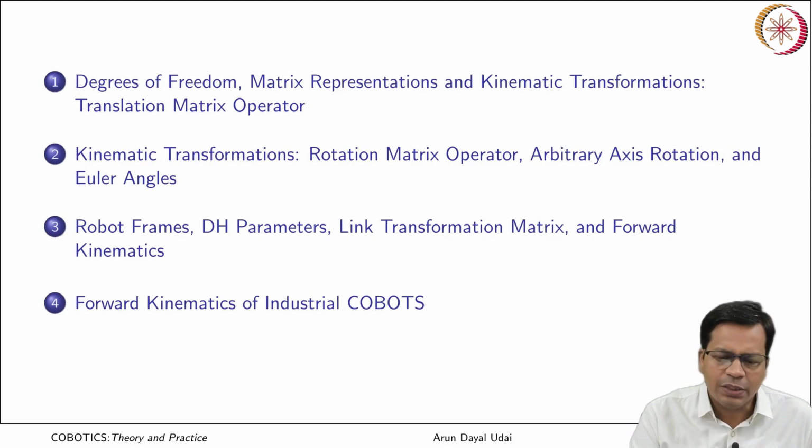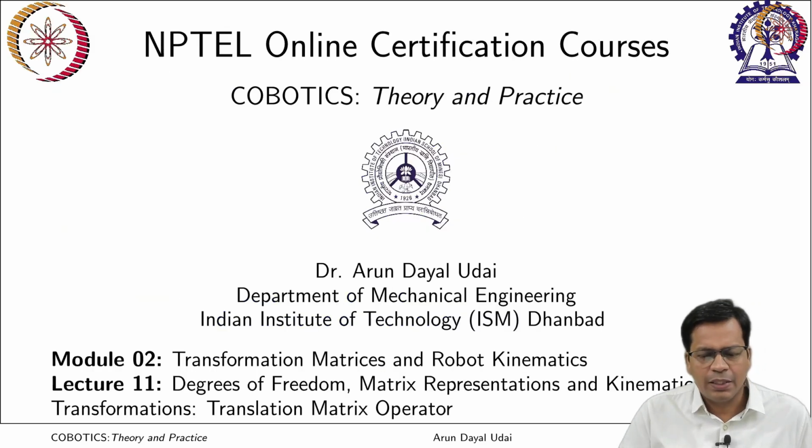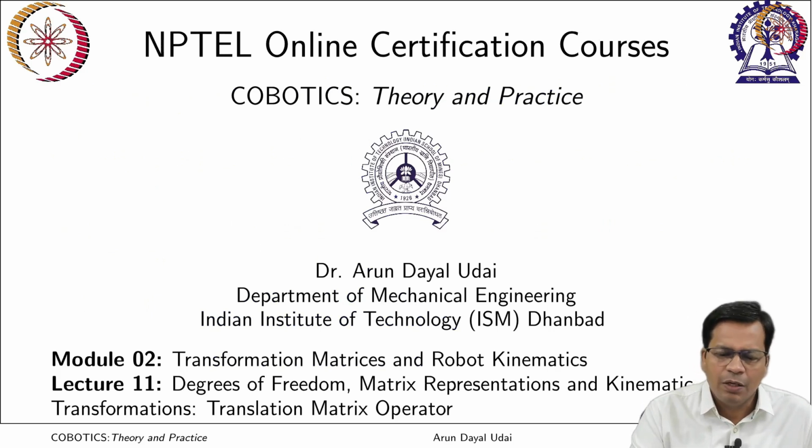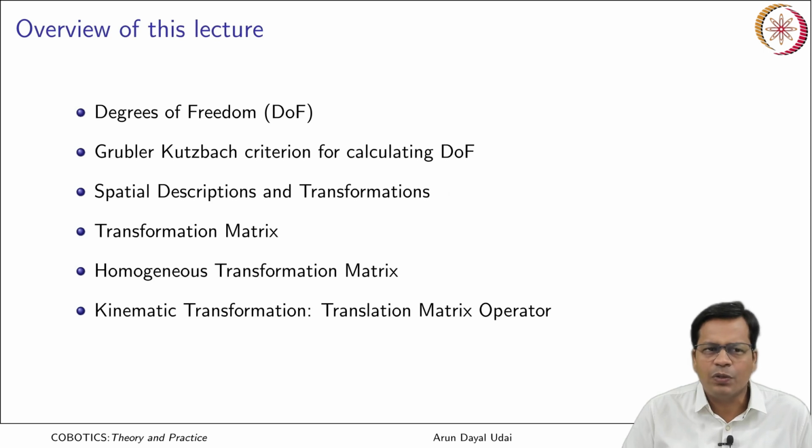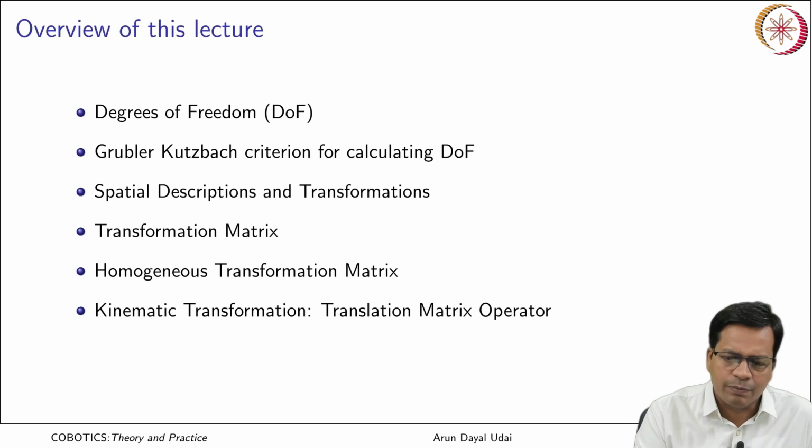So let us begin with the first lecture, that is degrees of freedom, matrix representation and kinematic transformation. We will start with translation matrix operator. The overview of this lecture is as follows. We will begin with degrees of freedom. We will discuss the Grubler-Kutzbach criterion for calculating degrees of freedom. We will discuss spatial description and transformation, transformation matrix, homogeneous transformation matrix, and we will finally end up with kinematic transformation, discussing translation matrix operators.